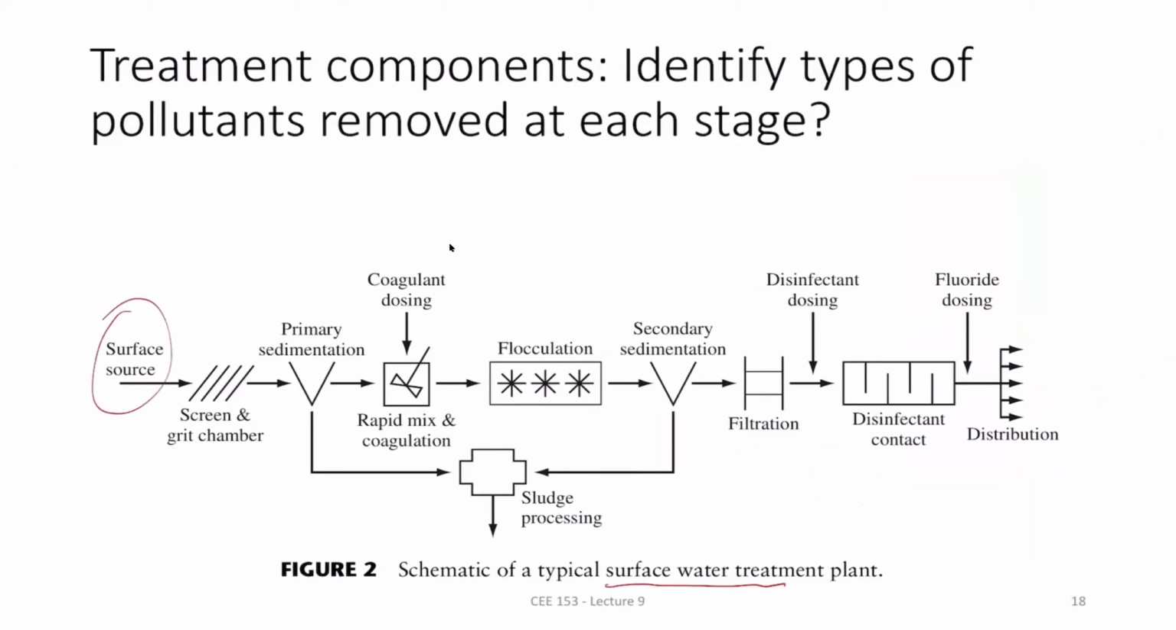The first thing you have to consider is what you are removing at different stages. The first one is a screen or grit chamber. Surface water can have leaves and debris because it is exposed to the atmosphere, and things will be dumped there because of storm water. So you've got to have a screen. That removes large particles or debris. And then the second one is primary sedimentation, which is basically a big clarifier.